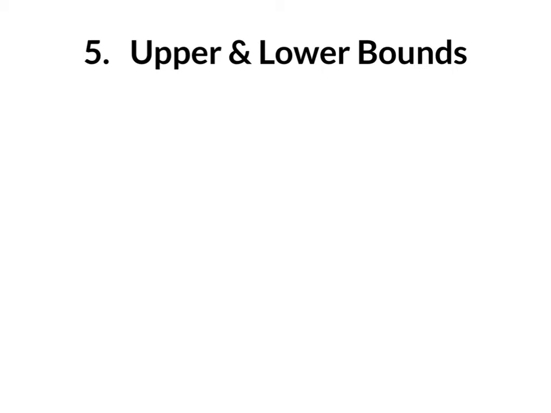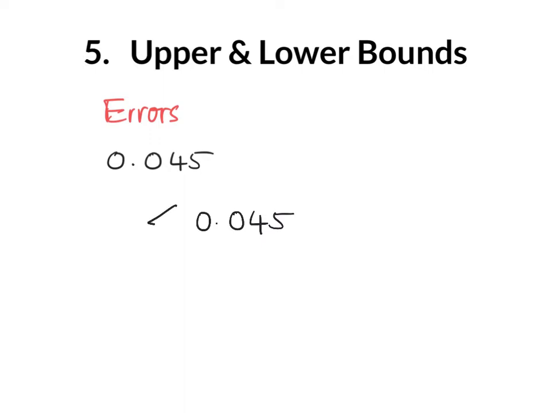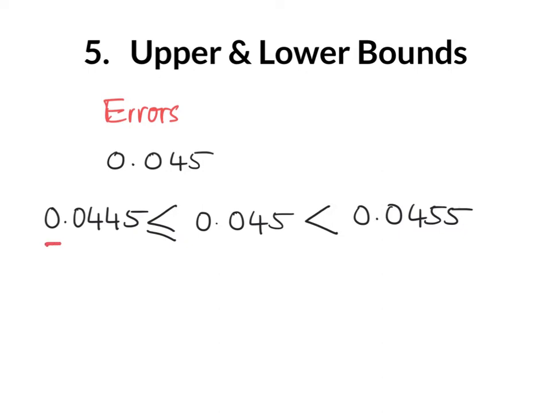Now let's look into the final topic, which is upper and lower bounds. Upper and lower bounds are the errors generated due to earlier rounding methods. Let's take an example where we rounded a number to two significant figures and that number was 0.045. Since this number 0.045 was rounded, it would have been greater than or equal to 0.0445 and less than 0.0455. Here, this is the lower bound and this is the upper bound of the rounded number.